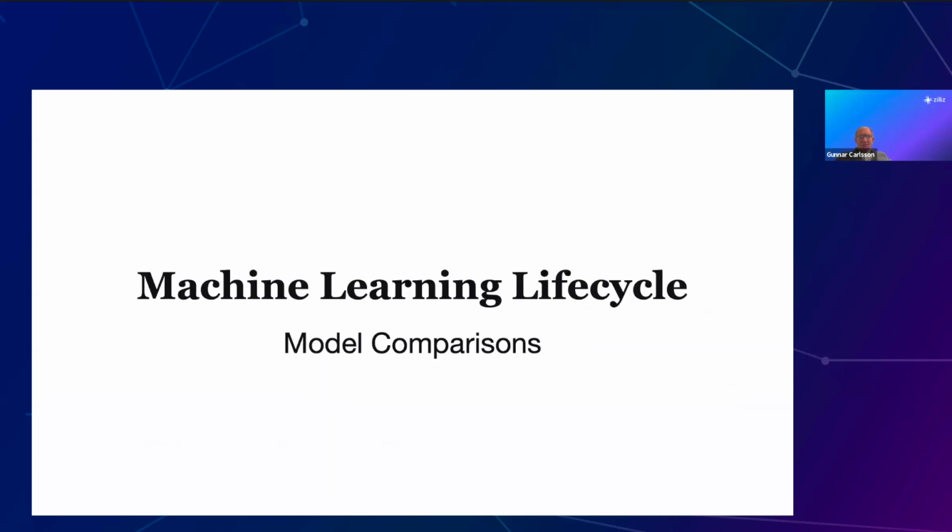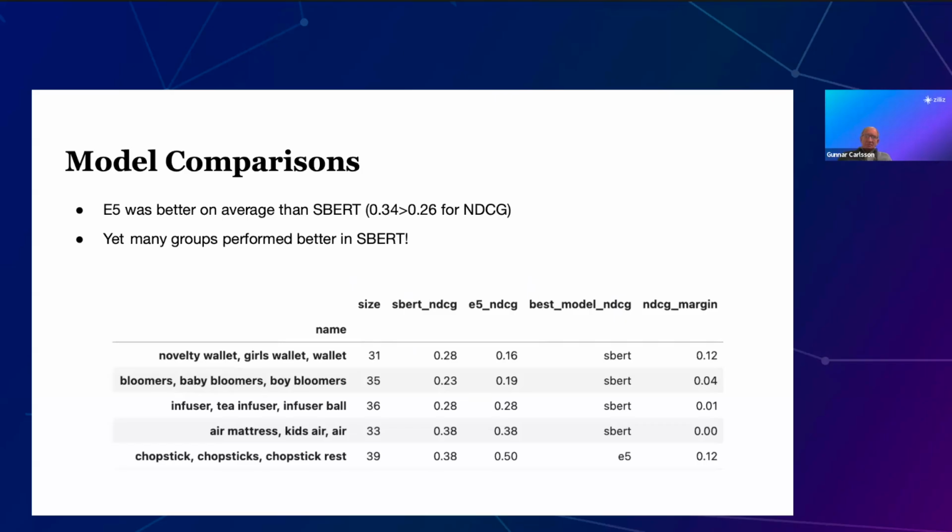We're going to talk about the next phase of the machine learning lifecycle and how this framework helps you. So we've shown you evaluating a single model, which was E5. Now we're going to show you how this table helps you to easily compare across models. In our published case study on this e-commerce data set, the average performance of E5 was pretty good, better than the expert model we also evaluated, a comparison of 0.34 versus 0.26 for this metric.